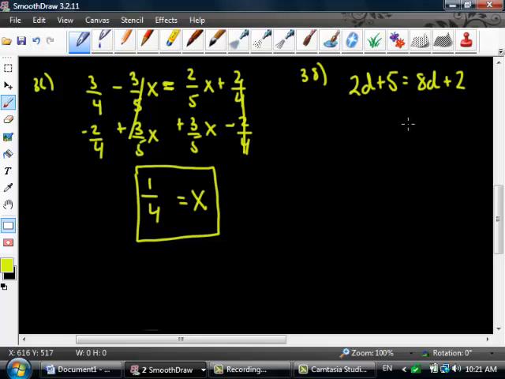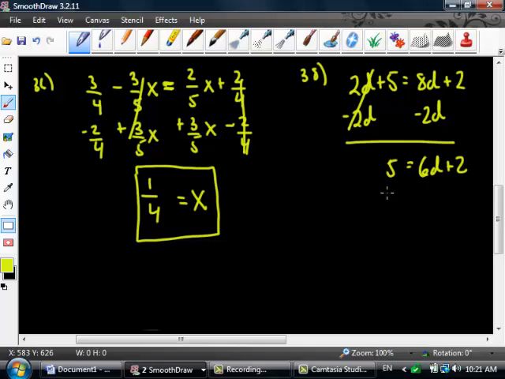D on both sides. Taylor, what do I do first? Yeah, subtract 2d. Remember, whenever you have variables on both sides, your first objective is to get all of the variables on one side of the equal sign. That's what you got to do. So that means subtracting 2d. You could have subtracted 8d from both sides. You would have gotten a negative number on the left. It's no big deal. You get 6d plus 2 equals 5.